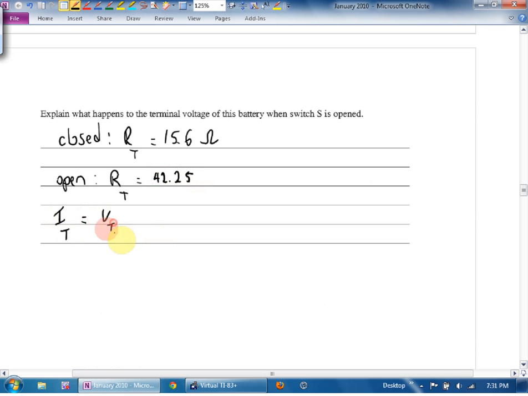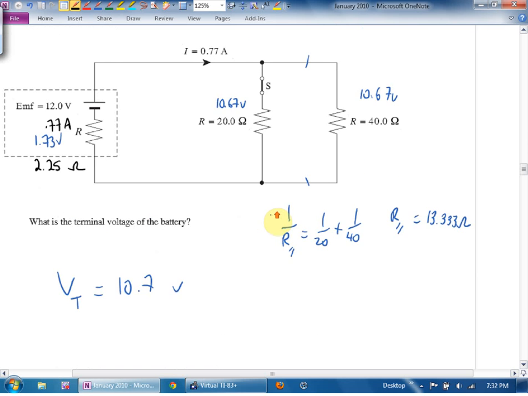My total current is that, where V total is my EMF of 12, and R total is changing. Will I have more current with switch open or with switch closed? Jacob. I total decreases. So what's going to happen to the voltage that I lose going through here if this current gets smaller? Less, so what's smaller bump off of my chairlift? That means my terminal voltage is larger.